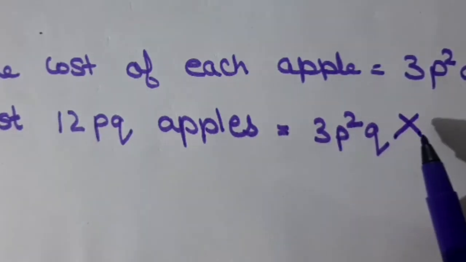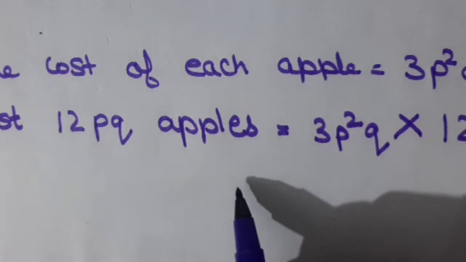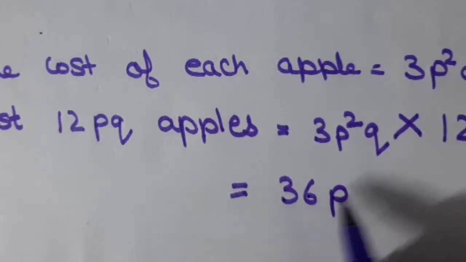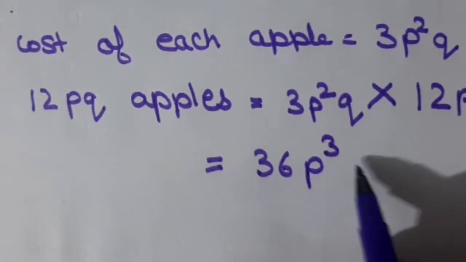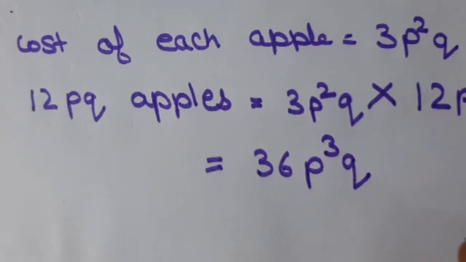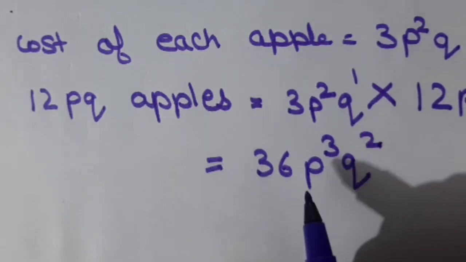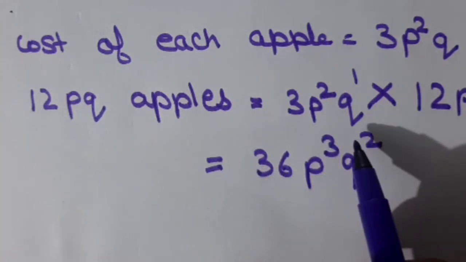Means I will multiply 3p square q by 12pq. Now 12 threes are 36, p, 2p are here, 1p is here, so total p will be 3. Power will be 3. Q, 2 q's are here, see power 1, no power is there, you can put power 1, 1 plus 1 is 2. So cost of 12 PQ apples is 36 P cube Q square.